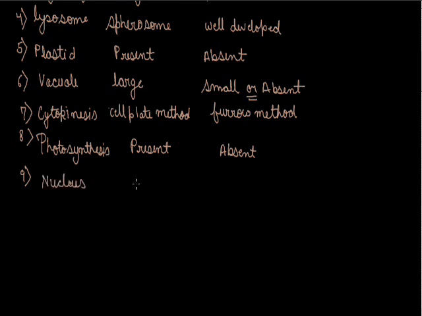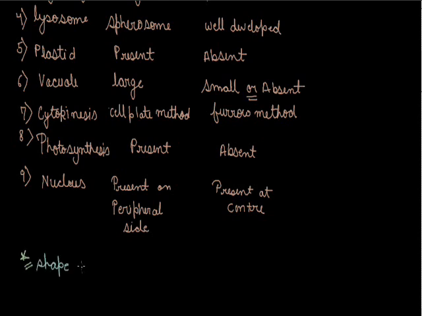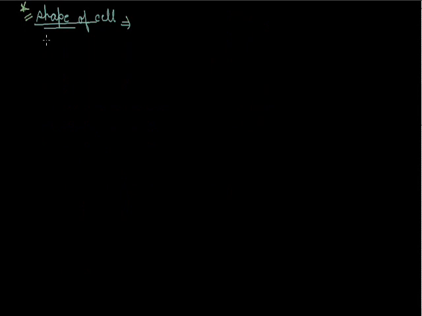The nucleus is present on the peripheral side, while in animal cells it is present at the center. Okay. Next, we will start the next point, shape of cells.